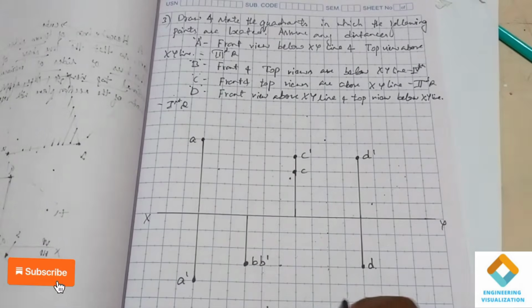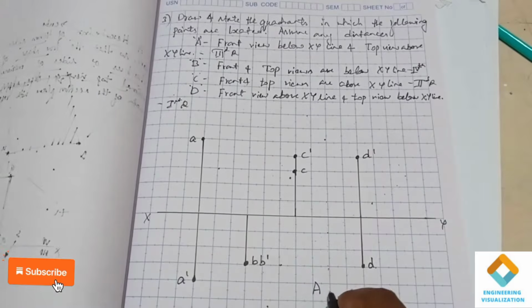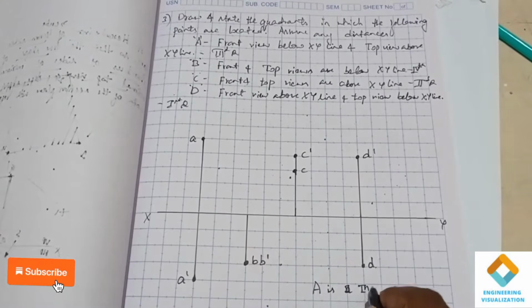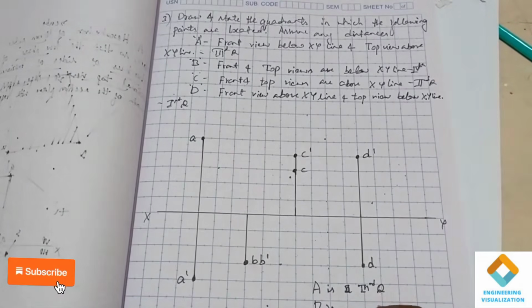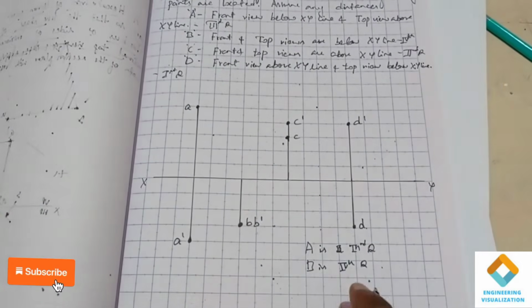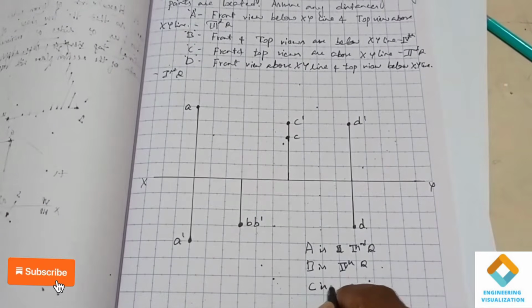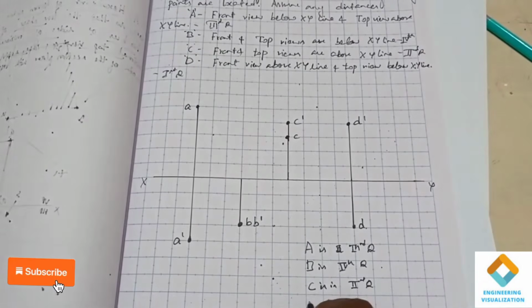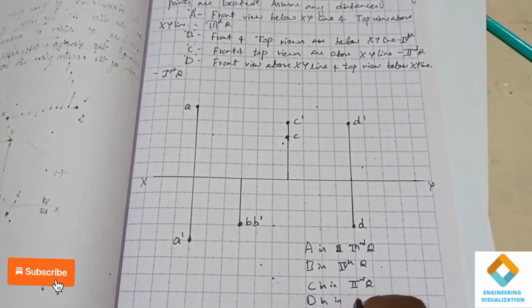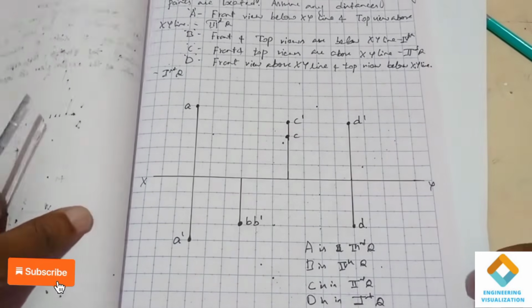If you want, you can mention here that A is in third quadrant, and B is in fourth quadrant. Similarly, C is in second quadrant and D is in first quadrant. So that completes the problem.